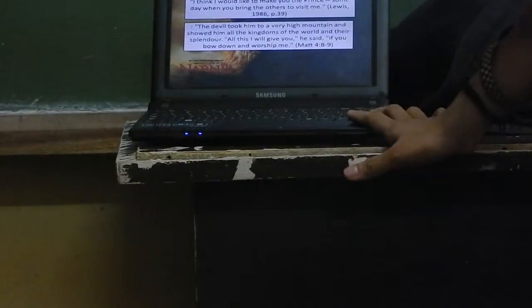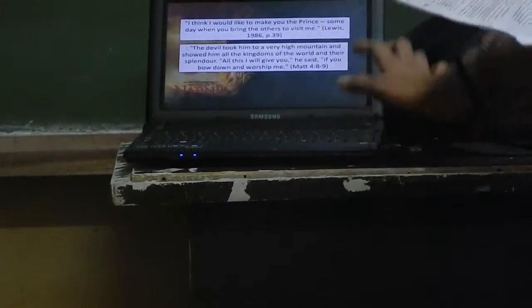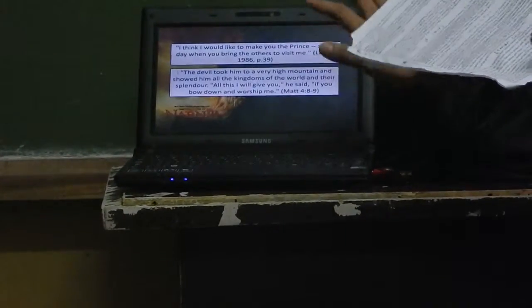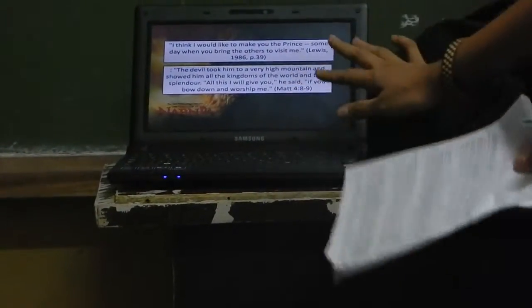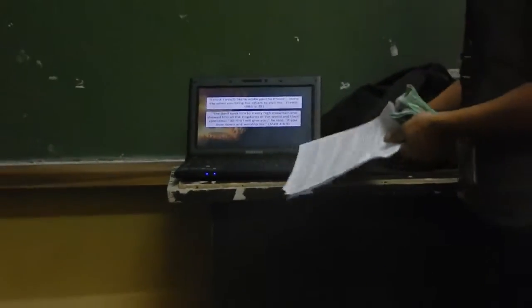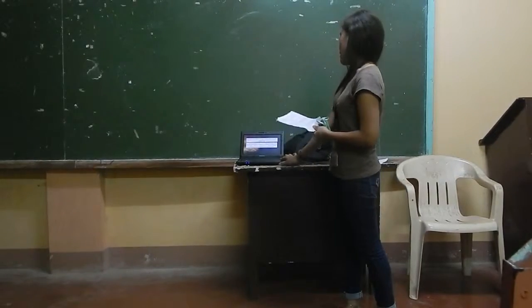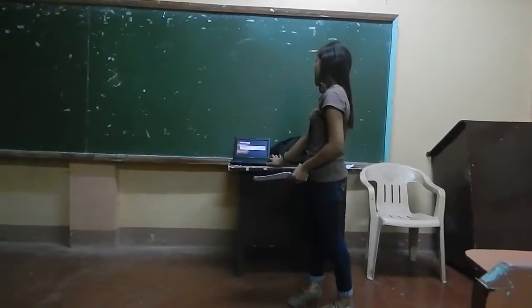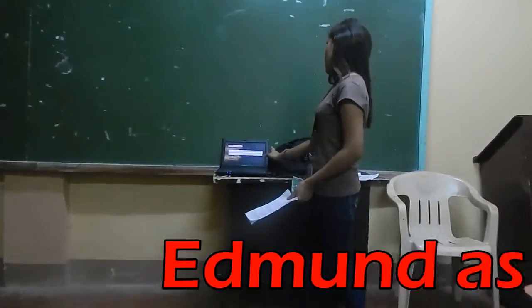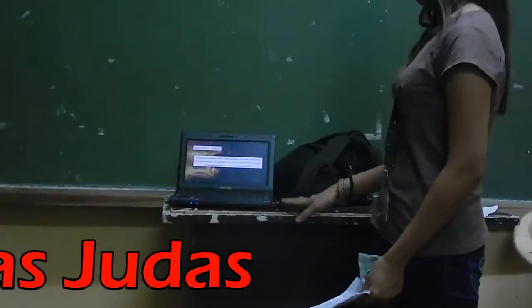Next is "the devil took him to a very high mountain," which is allegorical to the Bible, when the devil took Jesus to a very high mountain and showed him all the kingdoms of the world and their splendor. "All this I will give you." You can visualize that Edmund is equivalent to Judas, because Edmund embodies many characteristics of Judas, including betrayal, and Aslan's similarity to Jesus is noticeable in the way he forgives Edmund.